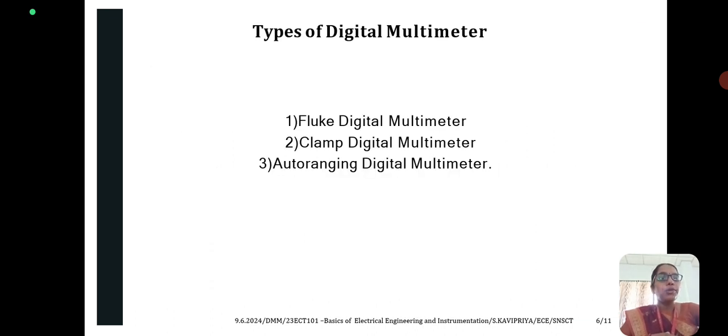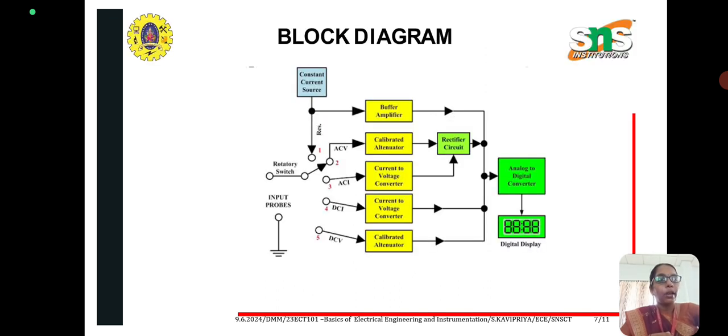And next is the types of digital multimeter. First is the Fluke digital multimeter, second is the clamp digital multimeter, and third is the auto-ranging digital multimeter. Next is the block diagram of the digital multimeter. In this block diagram, we have a constant current source, a buffer amplifier, a calibrated attenuator, a current to voltage converter, rectifier circuits, an analog to digital converter, and finally a digital display. And we have input probes where the components can be connected.